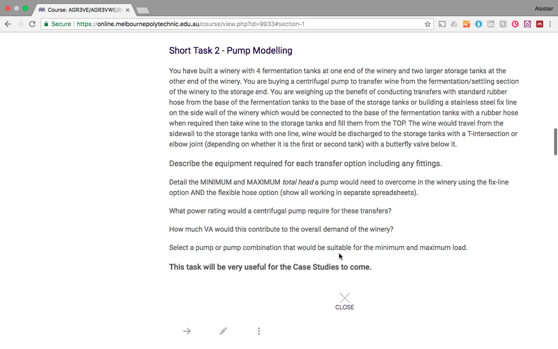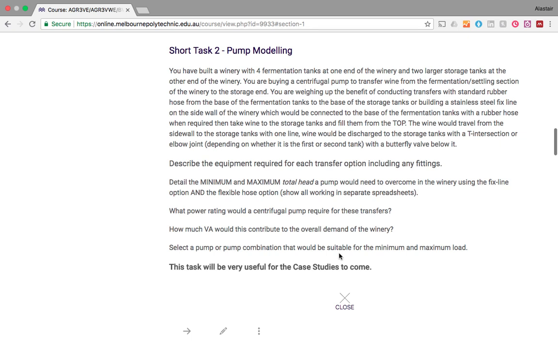First of all, it says describe the equipment required for each transfer option. So what are the 2 transfer options? The first one's a fixed line. So a fixed line is a line, a hose or pipe in a facility that doesn't move. It's actually fixed in place. And in this case, the fixed line goes from a tank over to the sidewall, up the sidewall, along the wall, and then discharges the liquid into the top of those large tanks.